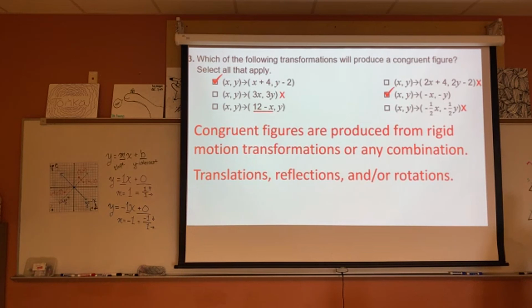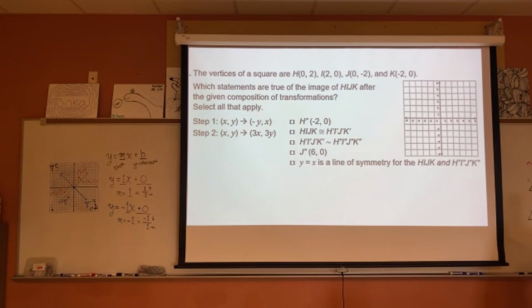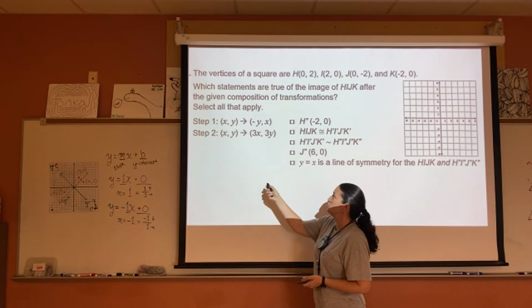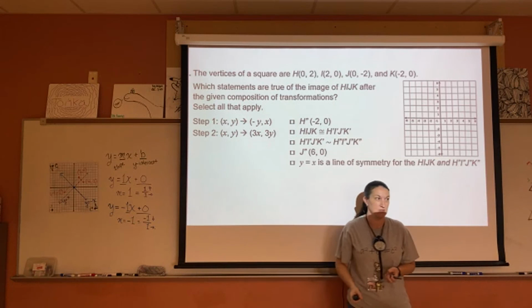All right, the next one takes a little bit of time to get through, so bear with me. Question 4. Again, select all type of question. We have vertices of a square. Remember, vertices are just the 4 corners of the square. HIJK. Which statements are true of the image HIJK after a given composition of transformations? That just means more than one transformation happened. Select all that apply. So we have step 1, step 2. These are the 2 rules that we're going to be using.